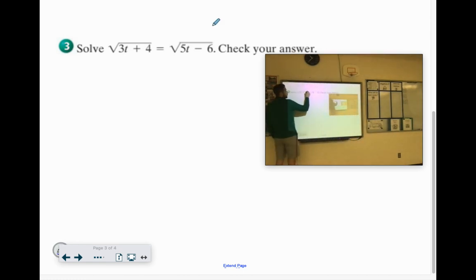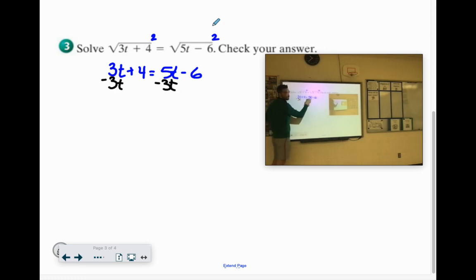We've isolated a square root, so we're going to square both sides. 3t plus 4 equals 5t minus 6. I know we're going to have to get the t's on the same side. I personally like to get rid of the smaller one usually, so I'm getting rid of 3t, so we would subtract 3t. But if you wanted, you could subtract 5t from both sides too. That works. These cancel. 4 equals 2t minus 6.